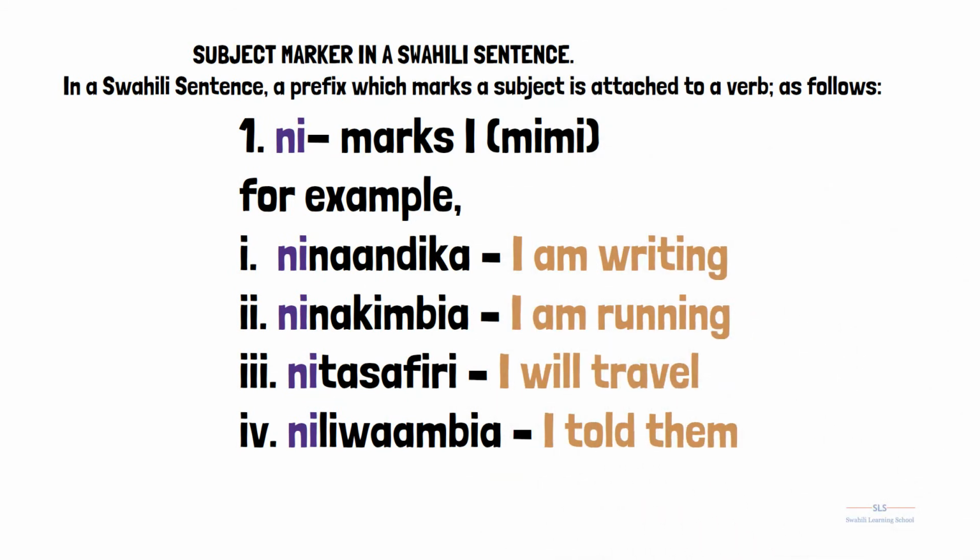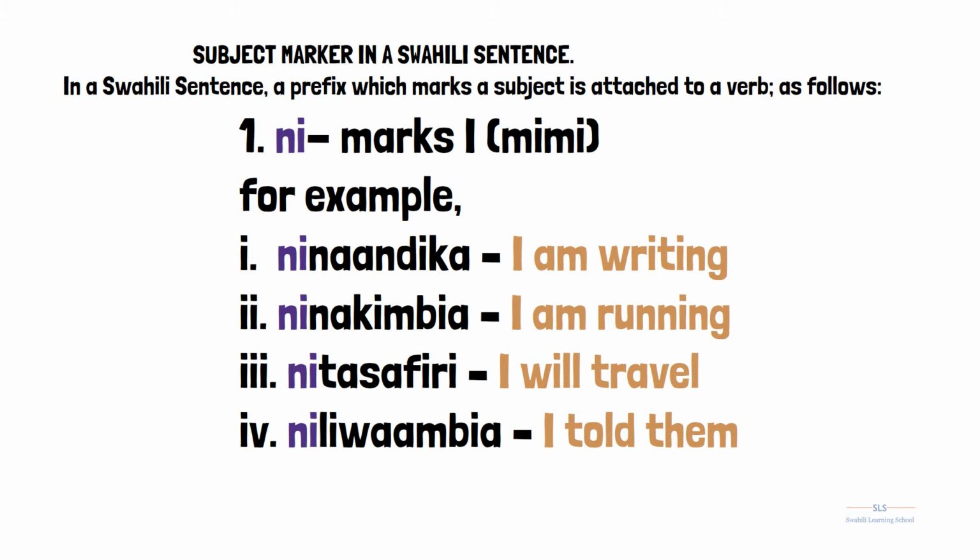This number one is ni. Ni marks I, which means mimi. So ni in a verb stands instead of mimi, which means I. This is from the examples given here. We have number one, ninaandika. Ninaandika means I am writing. So ni stands instead of I.